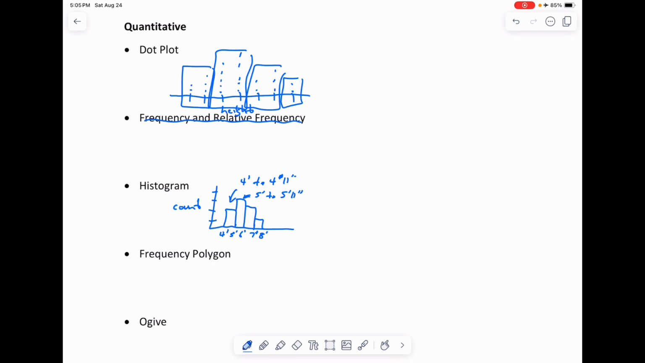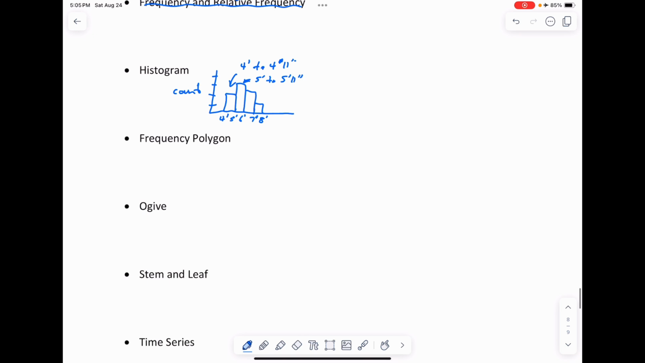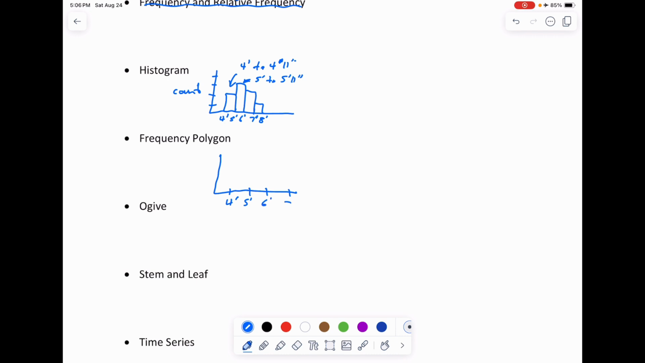All right, the frequency polygon. This is where we're going to take our frequencies. Let me go back to, well, we could do this for heights. So let's take our 4, 5, 6, 7, 8 heights, and I'll just go up to 7.